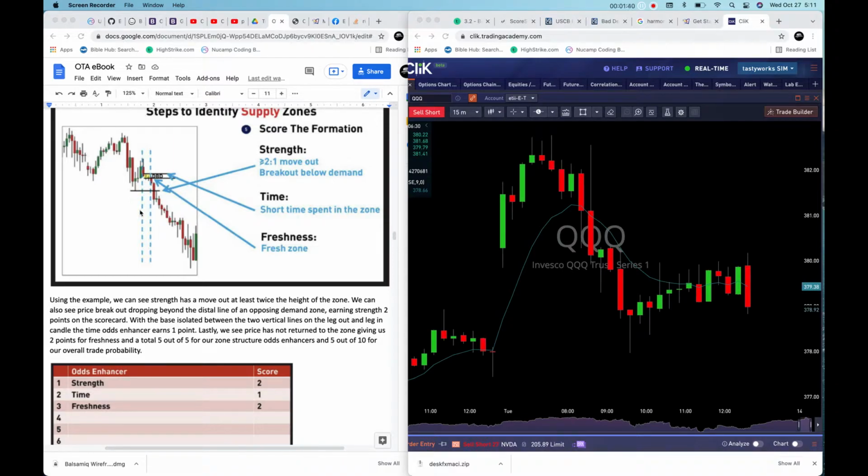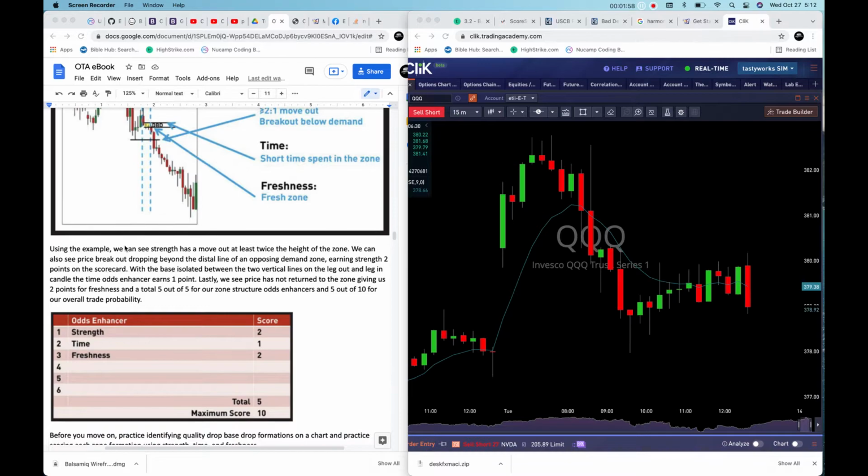Now, with the base isolated between these two vertical lines, we can see that we have two basing candles. So in this case, time is going to earn 1 point. And then lastly, we see that price has not returned to the zone, giving us 2 points for freshness and a total 5 out of 5 on our zone structure odds enhancers, and 5 out of 10 for our overall trade probability.